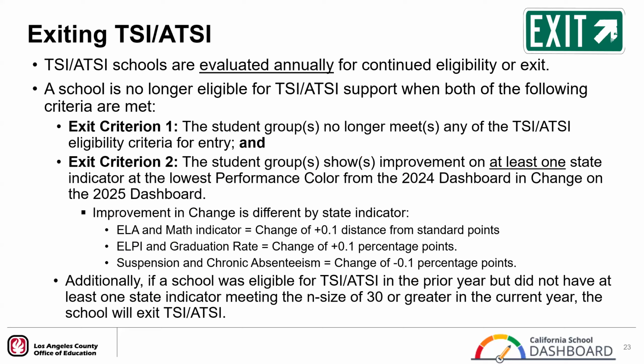If a school was eligible for TSI or ATSI in the prior year, but did not have at least 1 state indicator meeting the N size of 30 or greater in the current year, the school will exit, right? So it can happen that you had a student group that was eligible in the prior year, but they're so small and they fluctuate from year to year that they don't meet it in a subsequent year. And that's another way a school could have exited.